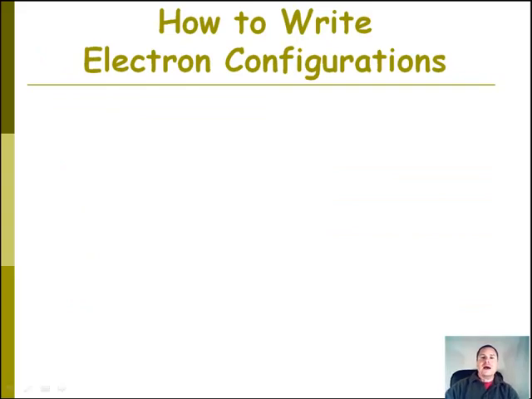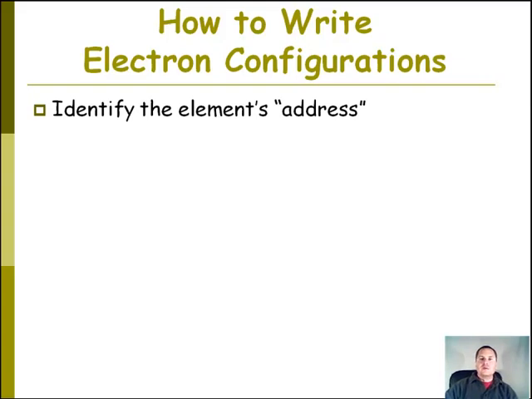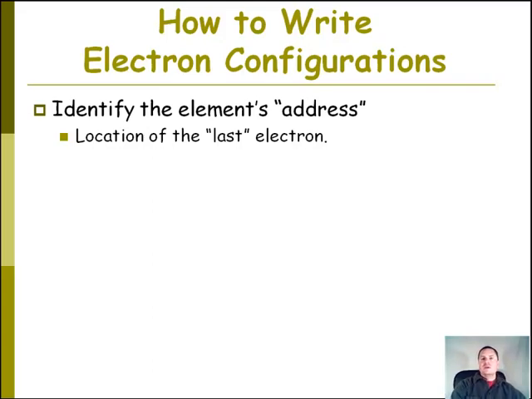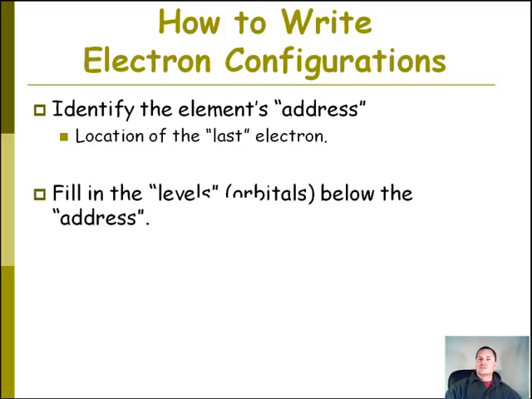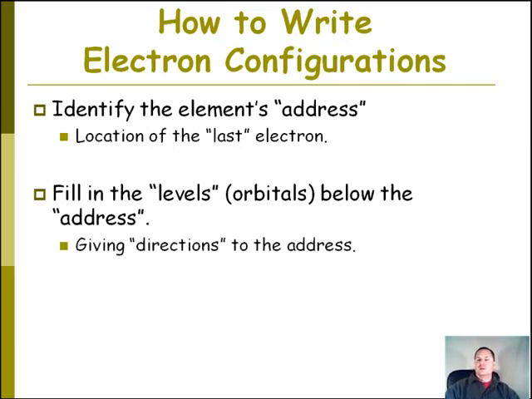So let's look at how to write electron configurations. First thing we need to do is identify what we call the element's address. What I mean by this is the location of the last electron. If we know this, then it's easier to write out the whole address. It's kind of like giving directions. Once we know the address of the last electron, we can fill in the orbitals below it. It's like giving directions on how to get to that electron.